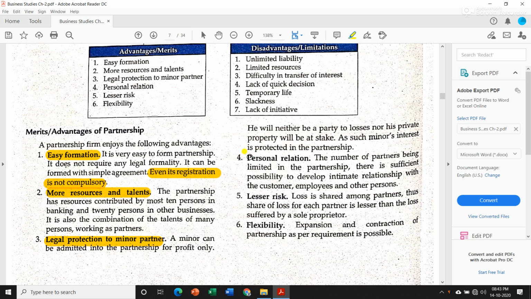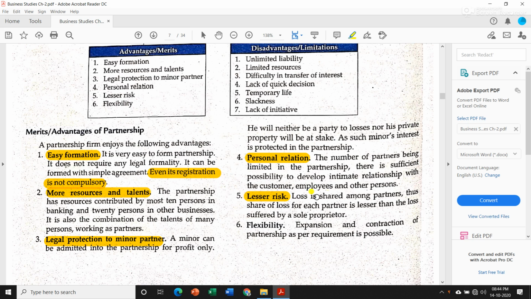The next is personal relation. The number of partners being limited in the partnership, there is sufficient possibility to develop an intimate relationship with customers, employees and other persons. Since the number of partners is limited, like minimum 2, maximum 10 in case of banking and 20 in other, they can develop some personal relationship with the customers, employees, and other persons in their tenure of running the business.